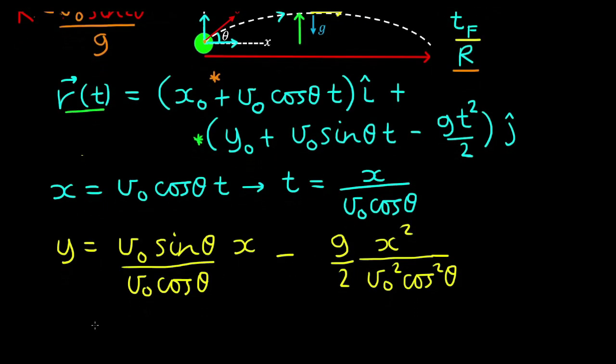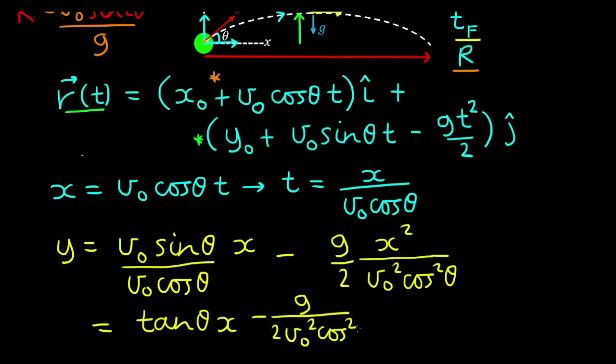So if we simplify this, we get tan theta by x minus g on 2 v naught squared cosine squared theta by x squared. So we have y as a function of x. And therefore we can say that the path of the projectile is parabolic given this x squared term.